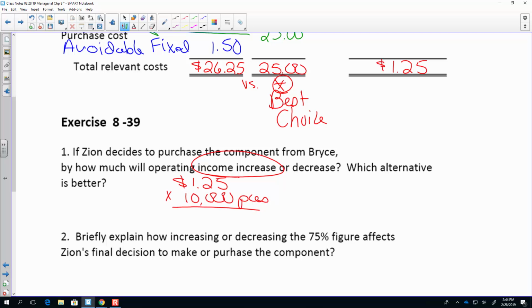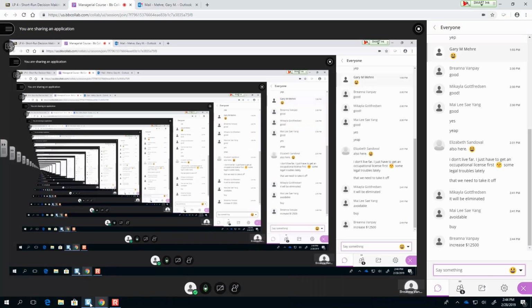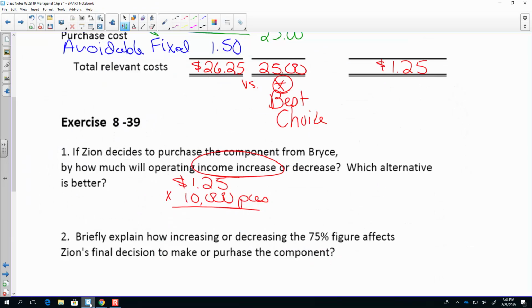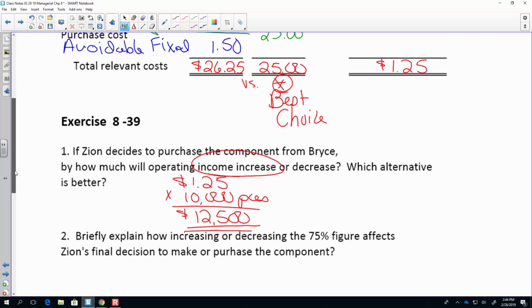Am I not doing something right? I could be. Thank you, Brianna. 12.5 is the increase. Exactly. I'm glad you're auditing me. It's cool. That's what accountants do.